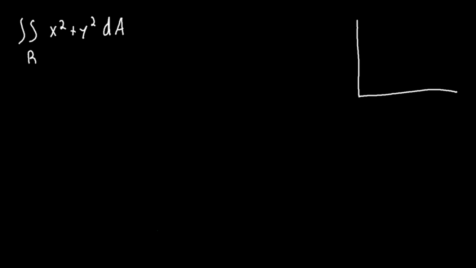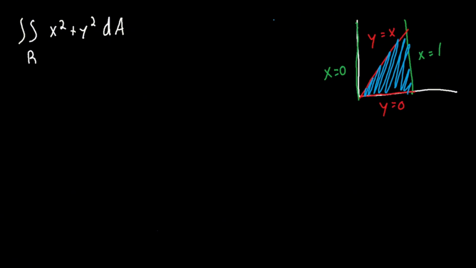So, what do I mean by this? Well, let's start with some problems. We're going to integrate the region x squared plus y squared along an area. I'm going to draw out our box now. And the region we're going to integrate upon is defined by the x boundaries of x equals 0, x equals 1, and y equals 0, and y is equal to x. And our shaded region looks something like this.